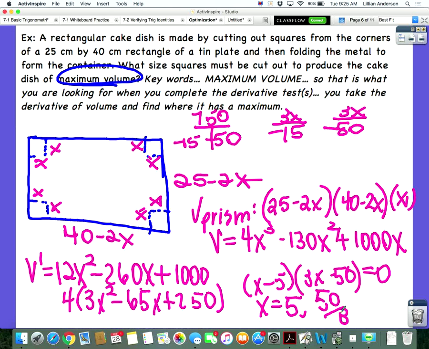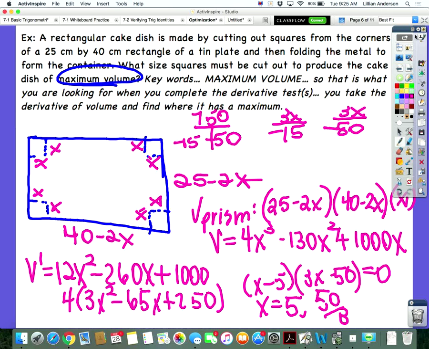Yes? You said I can't or can't? You cannot. Why can I not plug in 50 over 3? Because 50 over 3 is going to be greater than half of 25, which is one of your side lengths. Mm-hmm. And since you're cutting out each corner, right? So, because 25, that is your smallest length, right? You can't plug in anything that's going to be bigger than potentially half of this, okay?